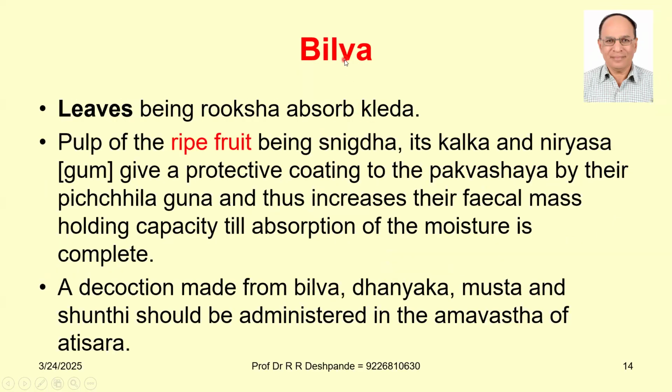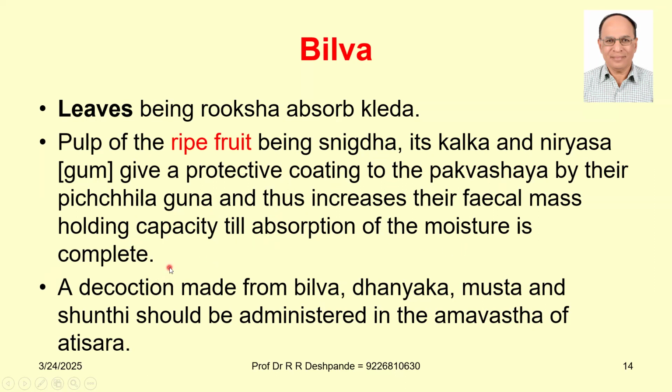Now, bilva leaves are dry, so they absorb the kleda. Kleda is unwanted pathological moisture. They are created in the tissue metabolism. Pulp of the ripe fruit is snigdha and picchil. So, kalk and niryas, that is gum, give a protective coating to the large intestine by its picchil, that is slimy property, and that's why it increases the fecal mass, holding the capacity till the absorption of the moisture is complete.